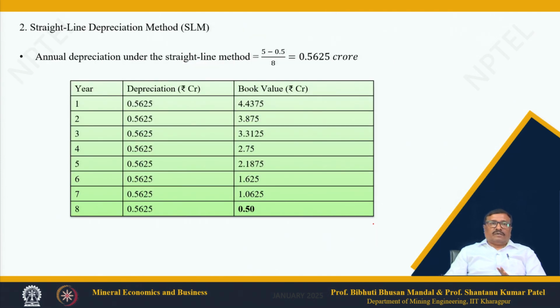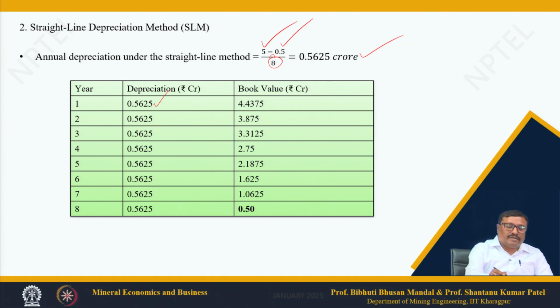Now, we are changing the method. The straight line depreciation method is very simple. What we do is deduct the 50 lakhs salvage value from the 5 crores, and divide by 8. Now this 50 lakhs is 0.5 crores. So, 5 minus 0.5, 4.5, divided by 8, will give you 0.5625 crores.